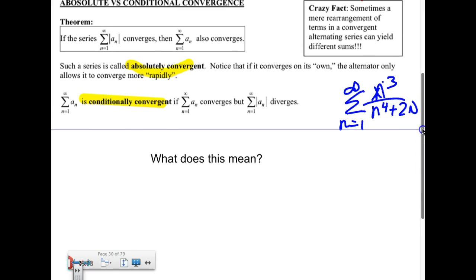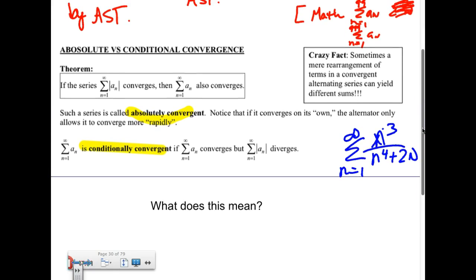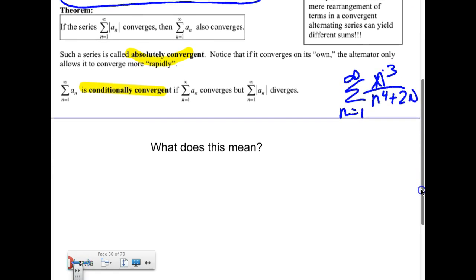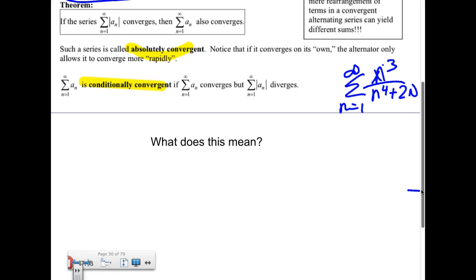So next up, another kind of confusing topic, absolute versus conditional convergence. So now when the series converges and it's alternating, we're going to classify it as either absolutely convergent or conditionally convergent. And I think the formal definition is confusing. So I'm going to put it in a what does this mean box. And I'm just going to talk about it generally.